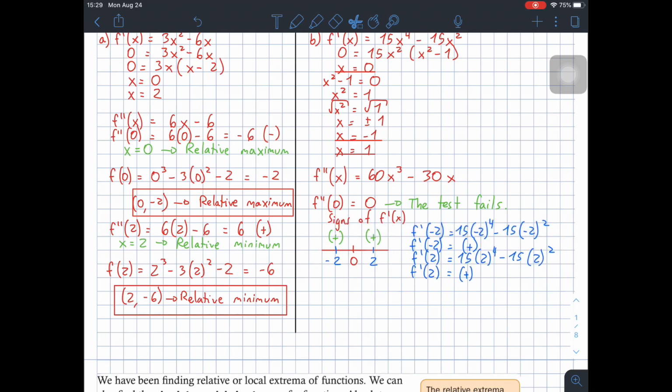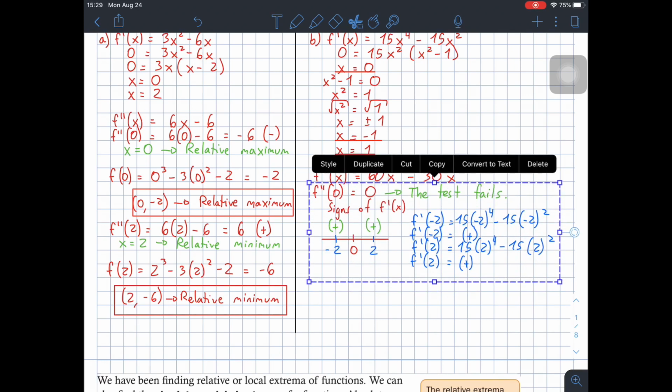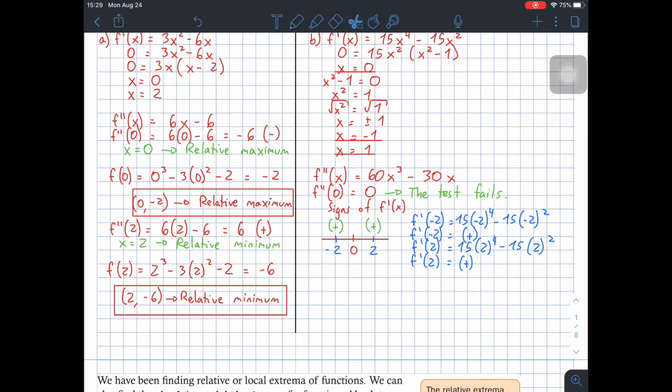Okay, so I'm going to take all of this a little bit up just to have some space. There. So from this analysis, we can conclude that at x equals 0, we're actually having an inflection point.